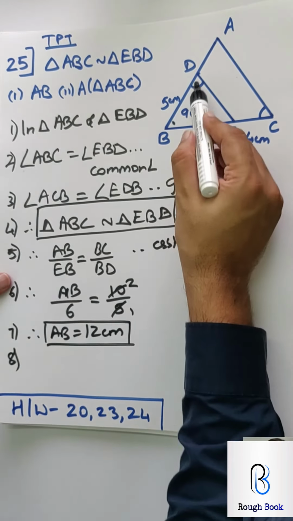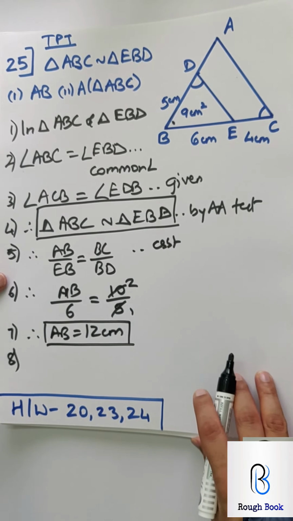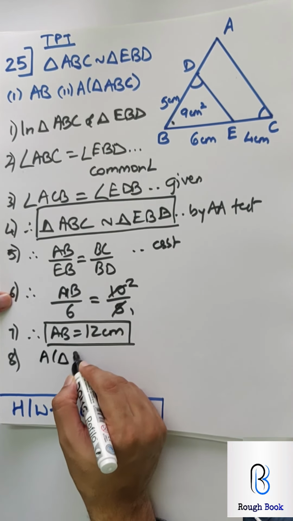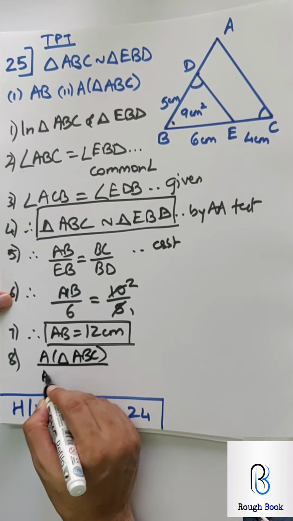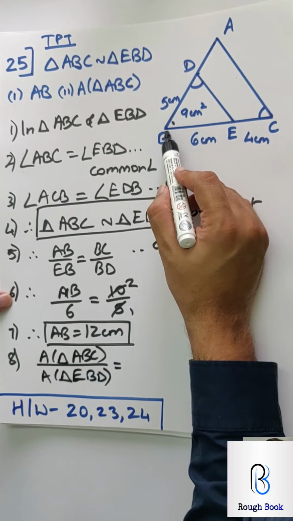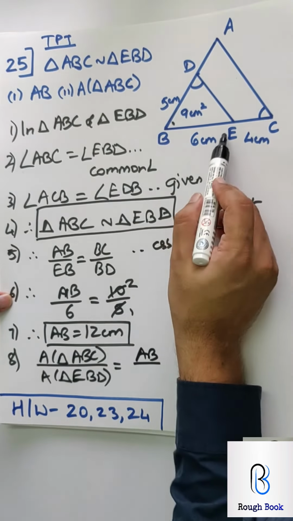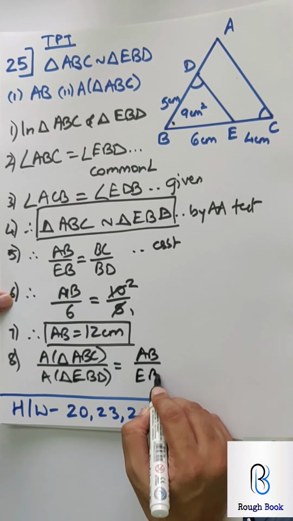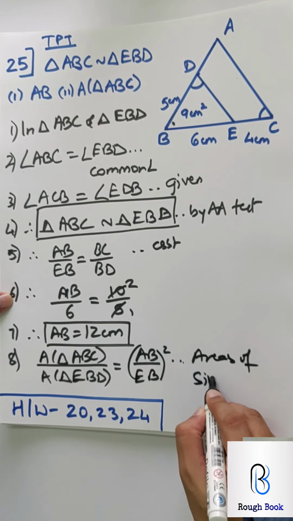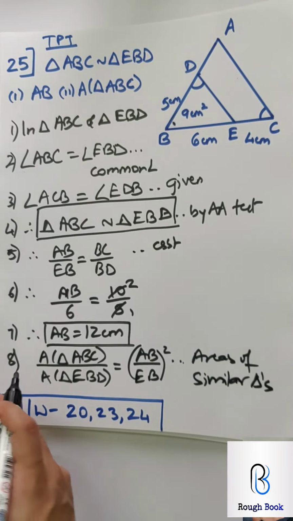Now area of ABC, they have already given you area of this as 9. Area of ABC, how will you get? So areas of similar triangles, because you already proved the two triangles similar. So area of triangle ABC upon area of triangle EBD is equal to, I am taking AB first and second upon EB first and second, the whole square. Areas of similar triangles. Yeah, let's take another sheet and write the remaining part.